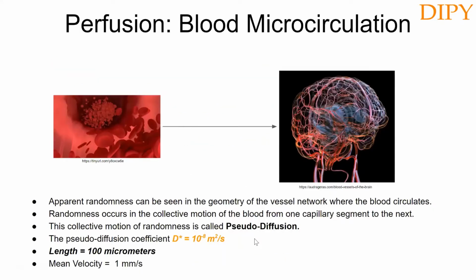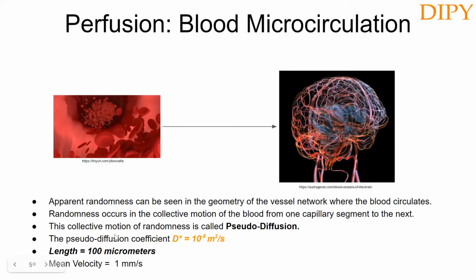Perfusion, on the other hand, that is trying to capture the blood microcirculation, is also a random process, but it occurs in the geometry of the vessel network where the blood circulates. This is a toy figure that I wanted to give to get the message across. The randomness occurs due to the blood flowing in the capillary segment. So in these small segments that are randomly oriented, that's where the perfusion occurs. And the collective motion is also random, so it can often be confounding the diffusion in a diffusion acquisition.